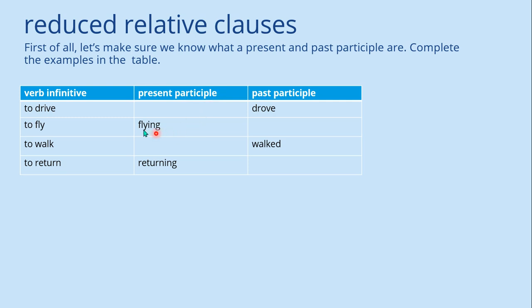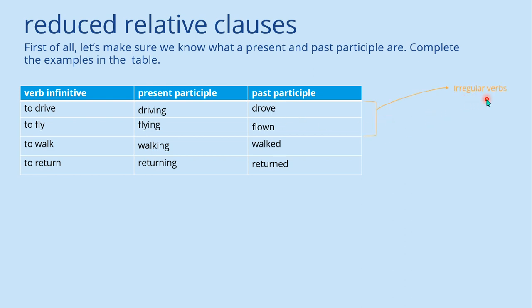Here is the present participle: flying, returning. And the past participle is drove, and this is walked. I guess you know the present participle of drive is driving, and of walk is walking. This is returned, and this is flown. So here the ing, we call it the present participle, and here with the ed in the regular and irregular verb, that is past participle.